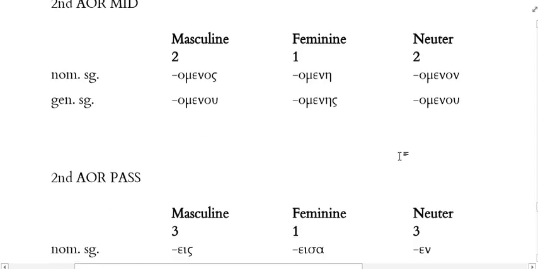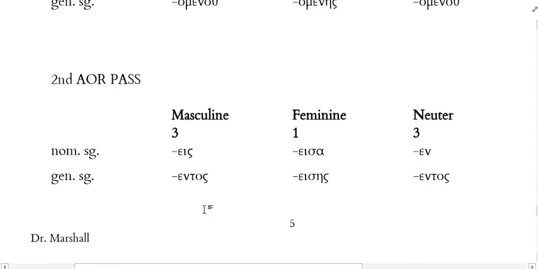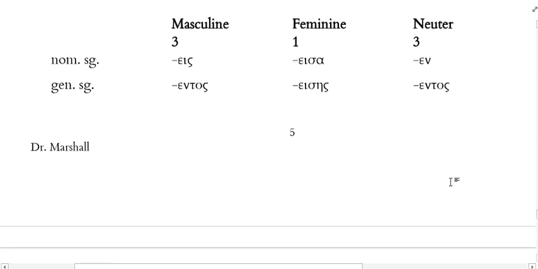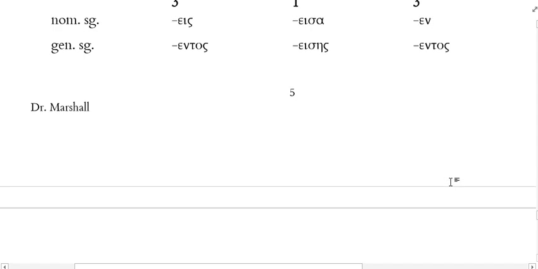Okay? Here's where we're rather different. Instead of thes, it's just es, missing the theta. Es, entos, esa, eses, and entos. Okay? So really focus on that one. All right, and I think that's it.